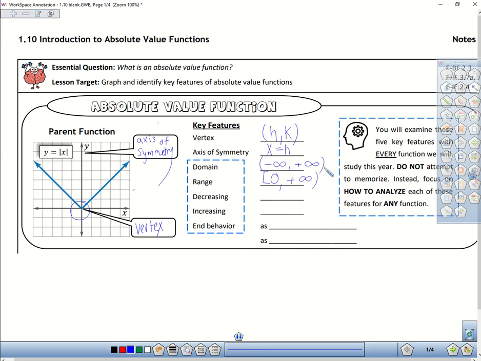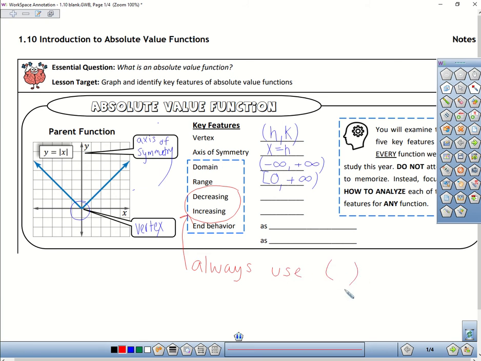Before we do that, I want to mention a few important things about that. So, when we're talking about decreasing and increasing intervals, you always use parentheses, okay? You never use brackets when you're doing decreasing and increasing. So just make sure you know that and are careful of that.